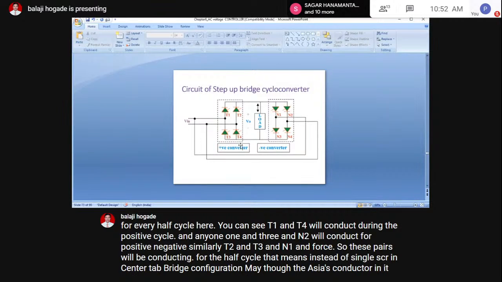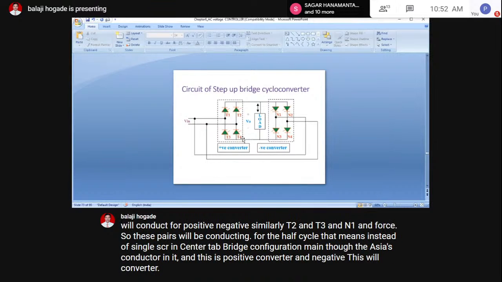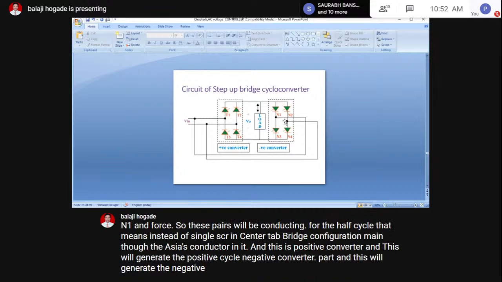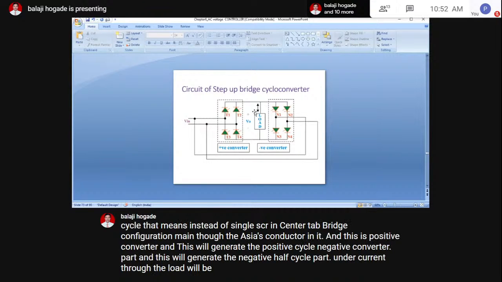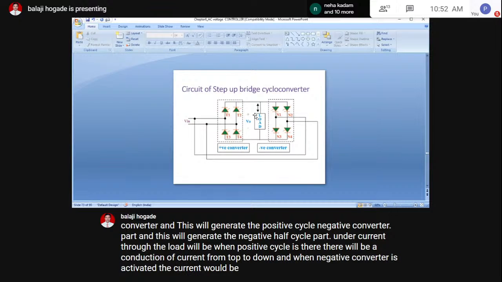And this is positive converter and negative converter. This will generate the positive half cycle part and this will generate the negative half cycle part. And the current through the load will be, when positive half cycle is there, there will be a conduction of current from top to down, and when negative converter is activated, the current will be flowing from down to top.